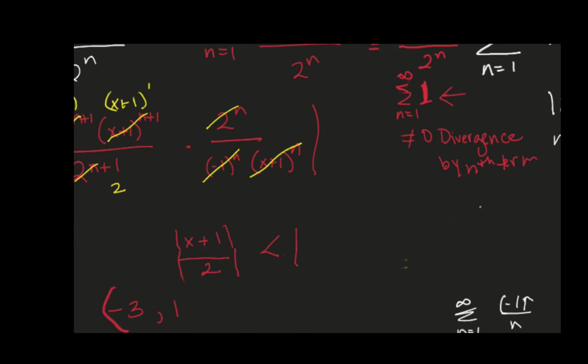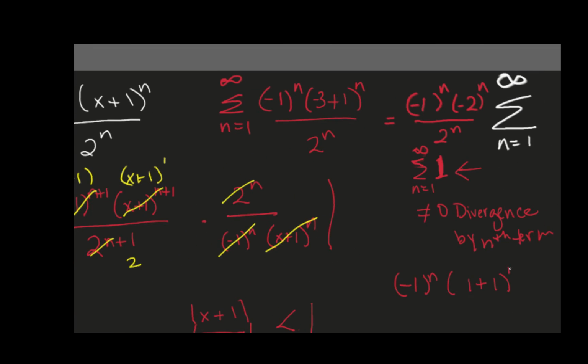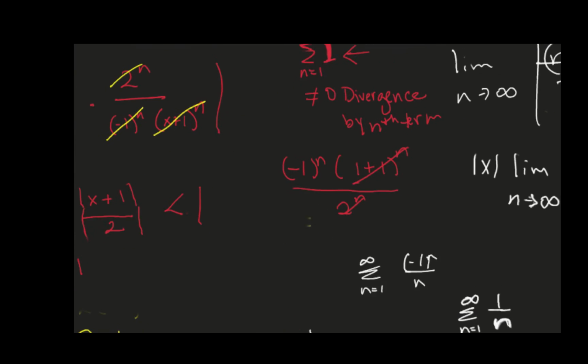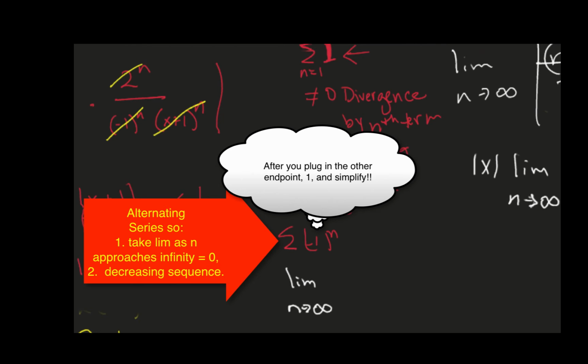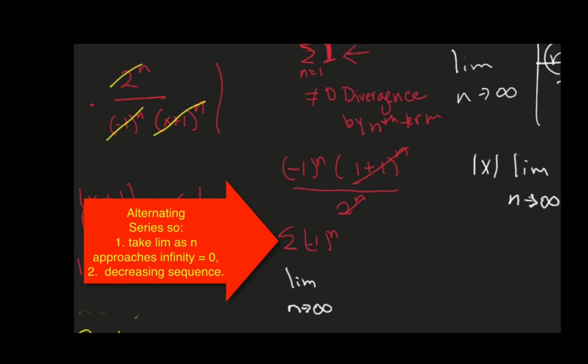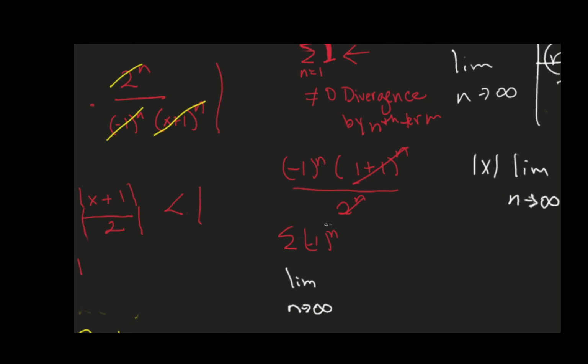Now plug in 1. -1 to the n is always going to be alternating. So we're just looking at -1 to the n. So if it's an alternating series, what do we do? What's the first step? You find its limit. Okay, so what do I do? Limit of what? Nope. No.